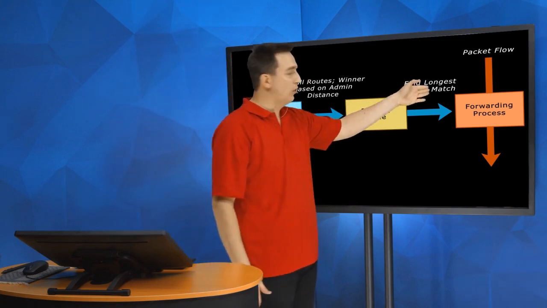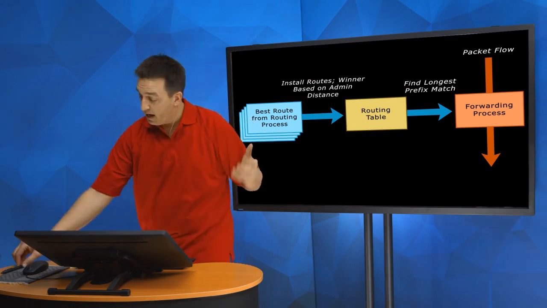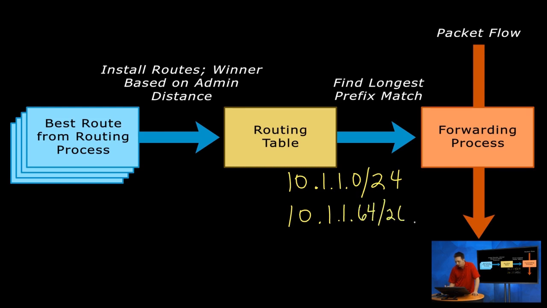After that, the longest match rule is applied in the routing table. So it's possible that you could have in your routing table, let's say you had an entry for 10.1.1.0/24. And you also had, for some reason, an entry for 10.1.1.64/26. If you had a packet that was destined to 10.1.1.67, which of these entries would be utilized?